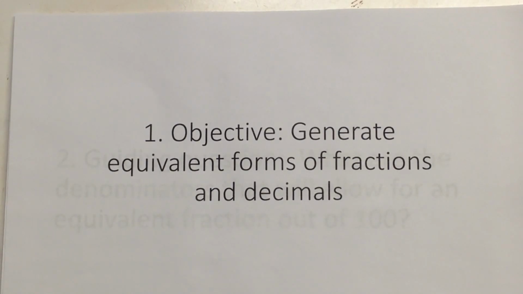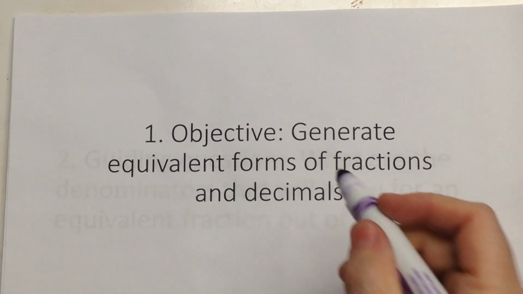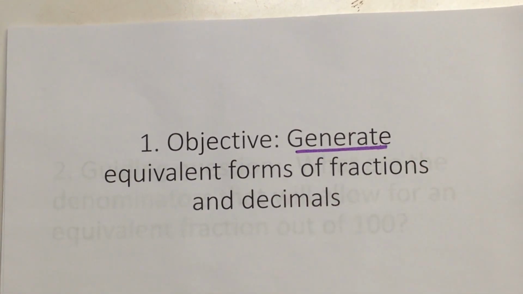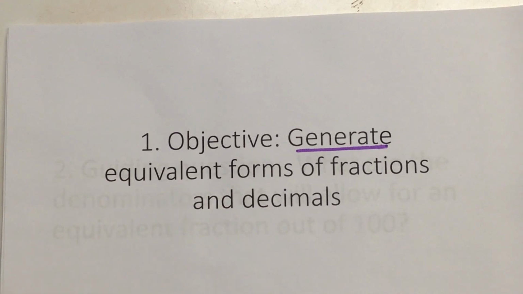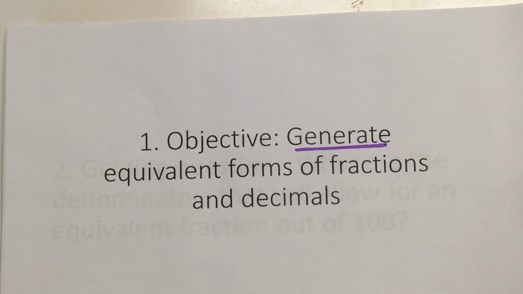Hello and welcome. Today's objective is to generate equivalent forms of fractions and decimals. And so right here, generate would mean to come up with or to develop. Equivalent forms means give me a fraction that's equivalent to a decimal or a decimal that's equivalent to the fraction. In your journal, please write this down. Number 1, generate equivalent forms of fractions and decimals.